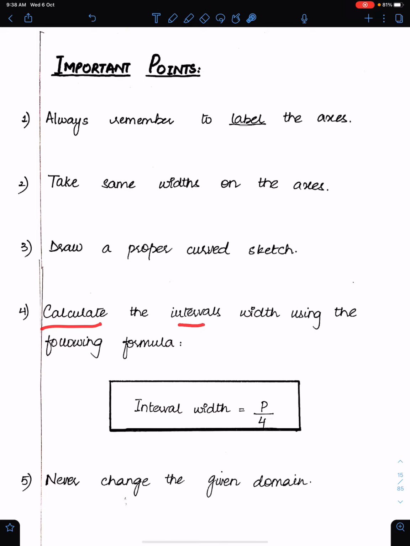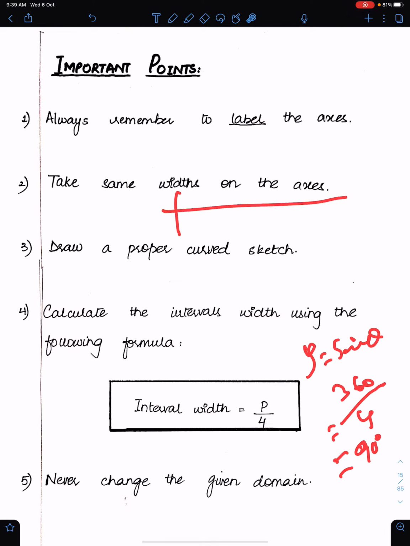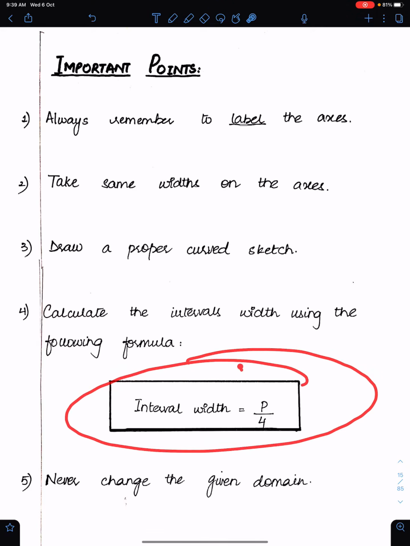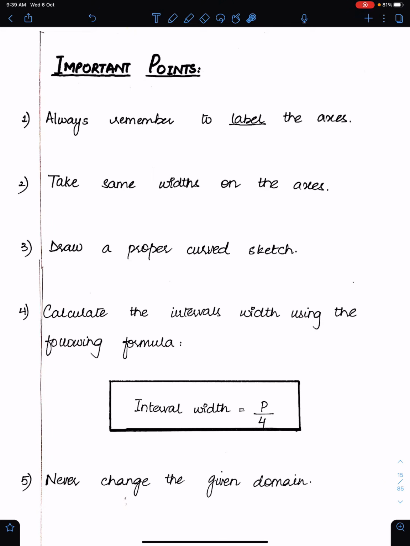Calculate the interval widths using the following formula. Interval width means this width. So you can calculate or find these widths with the help of this formula: period upon 4. If you have to sketch sine theta, then its period is 360. So 360 upon 4 will give you interval width, which is 90. So you have to make intervals of 90, 180, 270, 360. So with the help of this formula, you can calculate the width of the intervals.